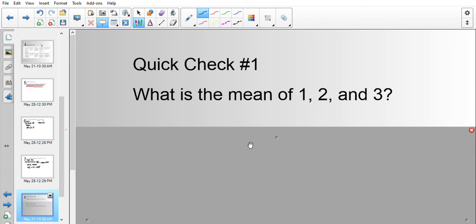So, quick check. I want you guys to do this on your own. Pause the video. What is the mean of 1, 2, and 3? When you have an answer, unpause the video and we'll go over it.